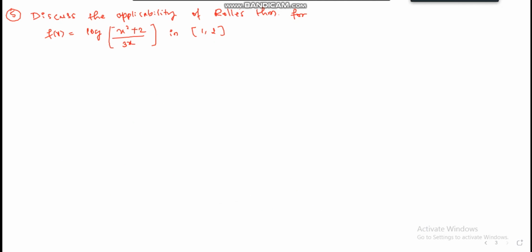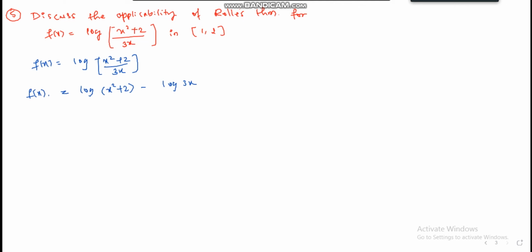Now we discuss the applicability of Rolle's theorem for f(x) = log((x^2 + 2)/3x) in the closed interval [1, 2]. We already solved similar examples. Take it down: we simplify, since log(m/n) = log m minus log n, so f(x) = log(x^2 + 2) - log(3x).